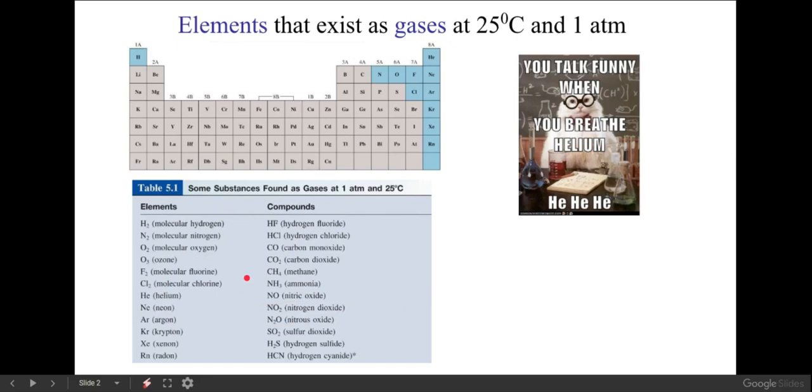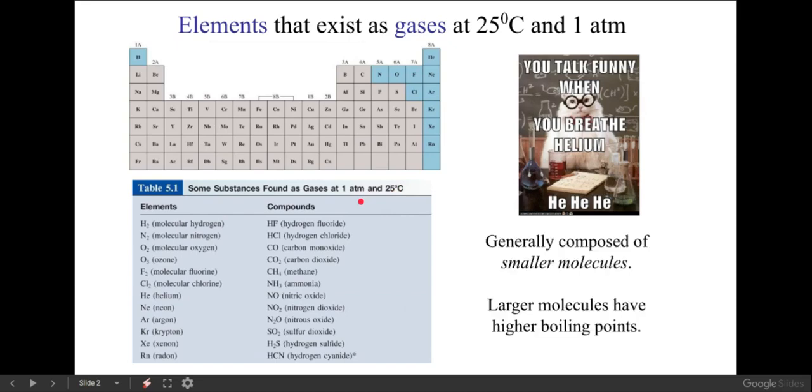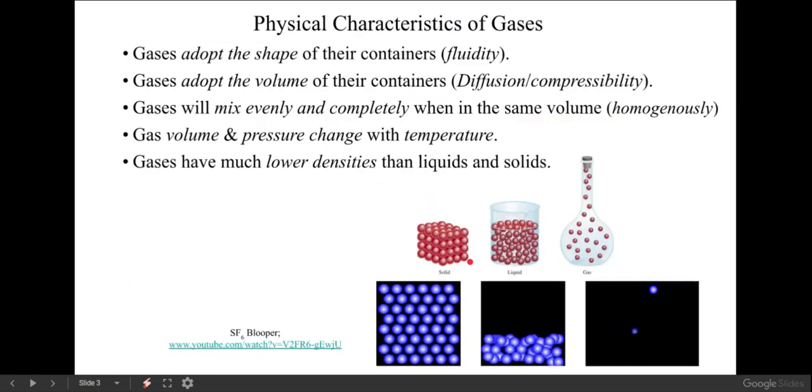Now, at normal room temperature and pressure, what you're going to find is they're generally smaller molecules, because as soon as you start getting up into 10 or more atoms, they're going to have different intermolecular forces that would pull them together and condense to a liquid. So larger molecules have higher boiling points. Again, most of these are going to be fairly small, and this is at normal temperature. You could vaporize larger things to a gas, but it would take higher temperatures or really, really low pressures.